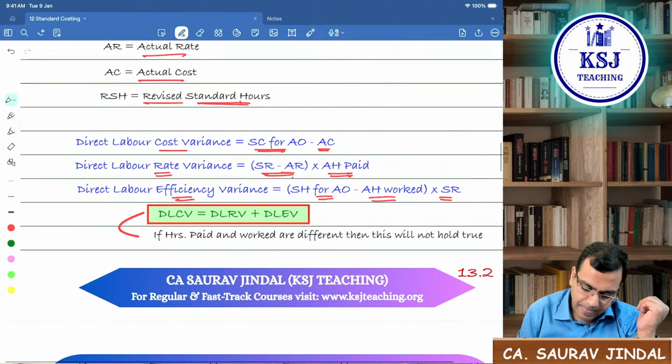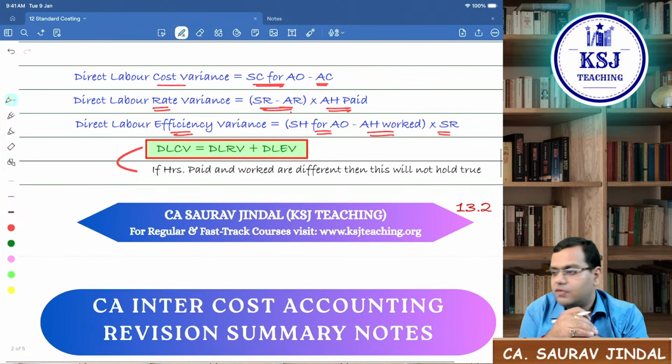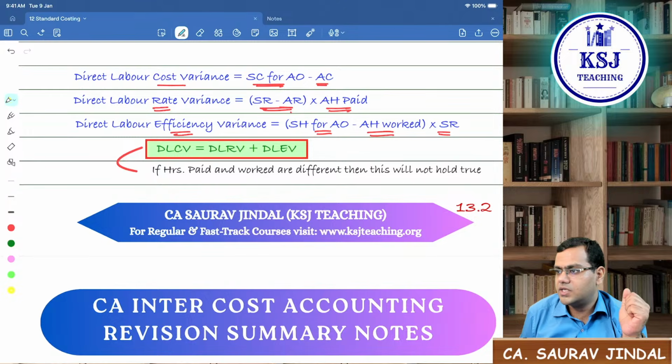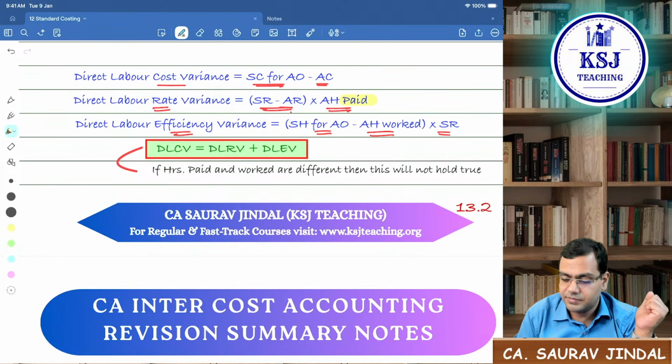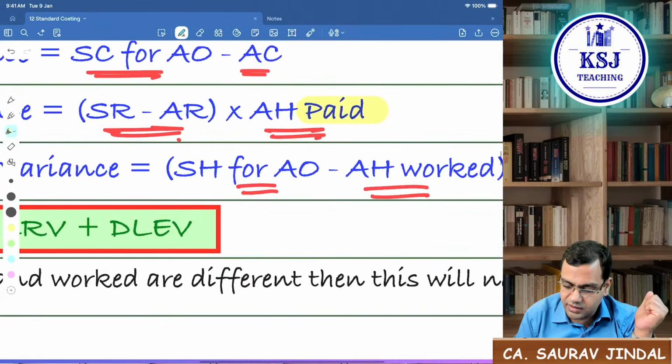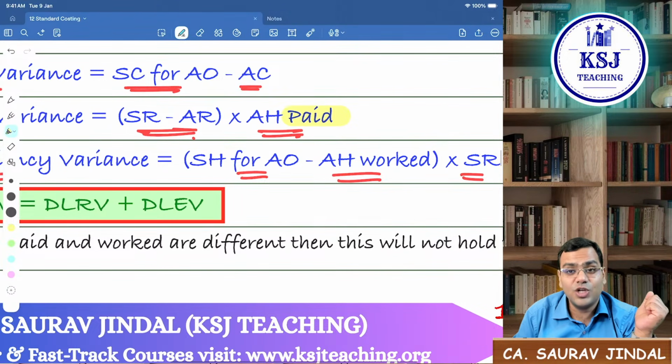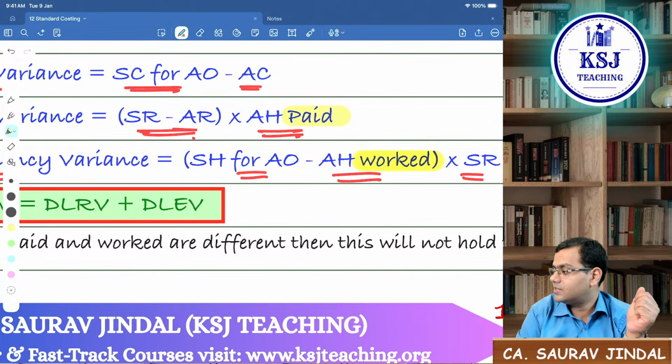Now, here one thing we need to focus on. What is that, sir? If you have noticed, I've used 2 different words here. Here I'm saying the actual hours paid, right? Actual hours paid, and in the efficiency, I'm saying actual hours worked. Actual hours worked.